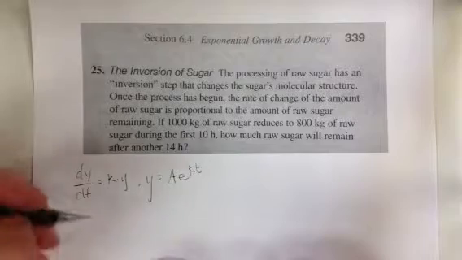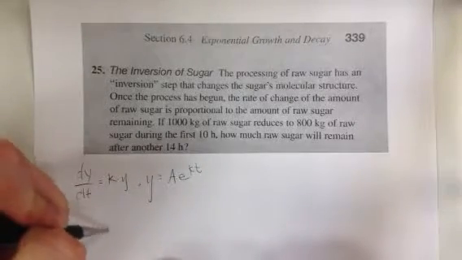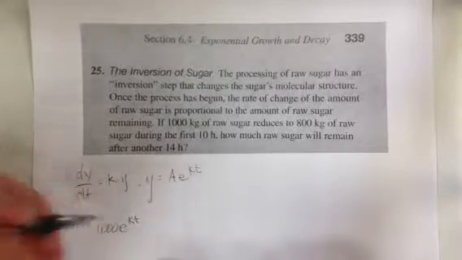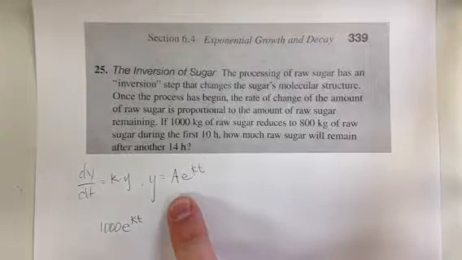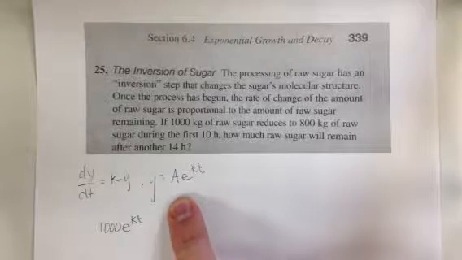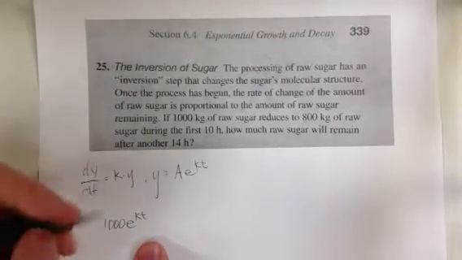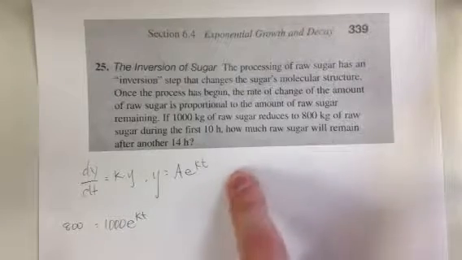First thing I need to do is figure out k. So I'm going to say, all right, well, we started out with 1,000 kilograms. So it's 1,000 times e to the kt. And for exponential growth, a is the amount you start out with. Not true for logistic growth. A doesn't quite mean that. But for exponential growth, it's easy. So we started out with 1,000 times e to the kt, and we ended up with 800 after 10 hours.